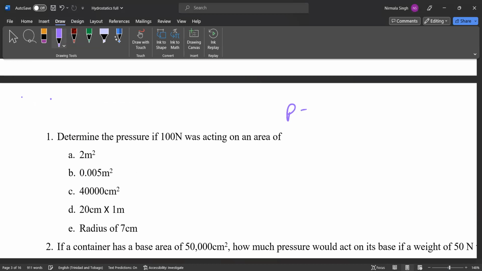Pressure is equal to force over area. I know my force is 100 newtons, and we're going to have our areas. I'm just going to guide you here. This is easy. Divide the two numbers. I have 40,000 cm squared. Please know that the area must be measured in meters squared, so cm squared will not work. So what do we do when we encounter cm squared? We have to convert it.